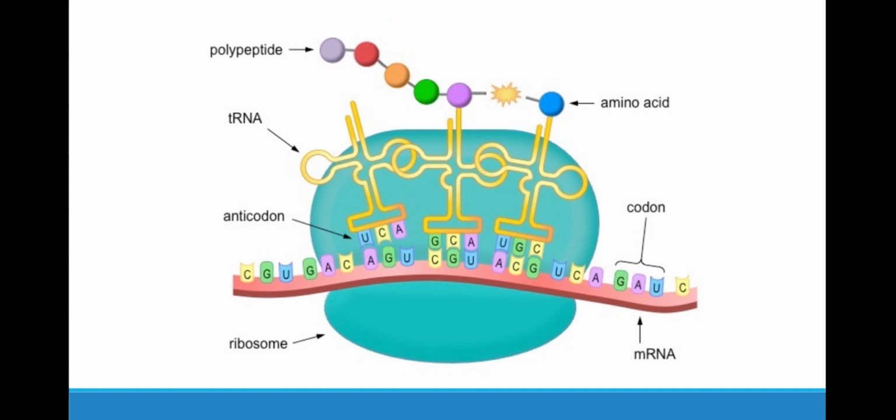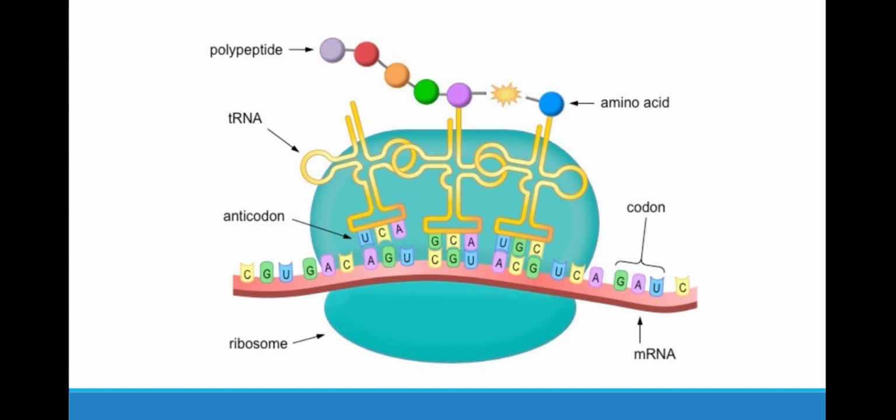Here's a picture of translation. During translation, the mRNA molecule gets read. So the mRNA strand here is shown in red, and the turquoise protein is called a ribosome. The ribosome is reading the mRNA molecule. We can see that the mRNA is read in groups of 3. Those groups of 3 letters are called codons.